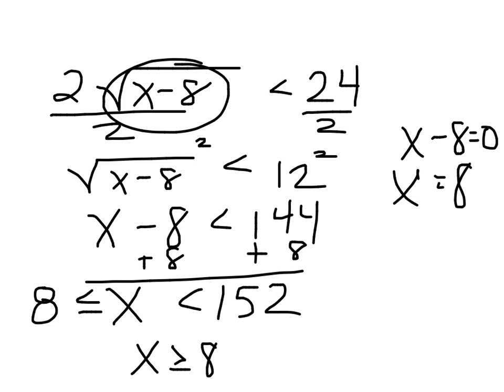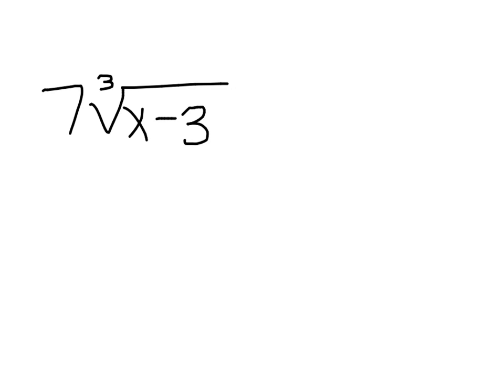Okay. On 26, it's got 7 times the cube root of x minus 3 greater than or equal to 21. Before I start, is there a restriction when it's cube root? Can you cube root negatives? Yes, you can. You can cube root negatives. So therefore, is there a restriction like we had on the last problem? No. No restriction.